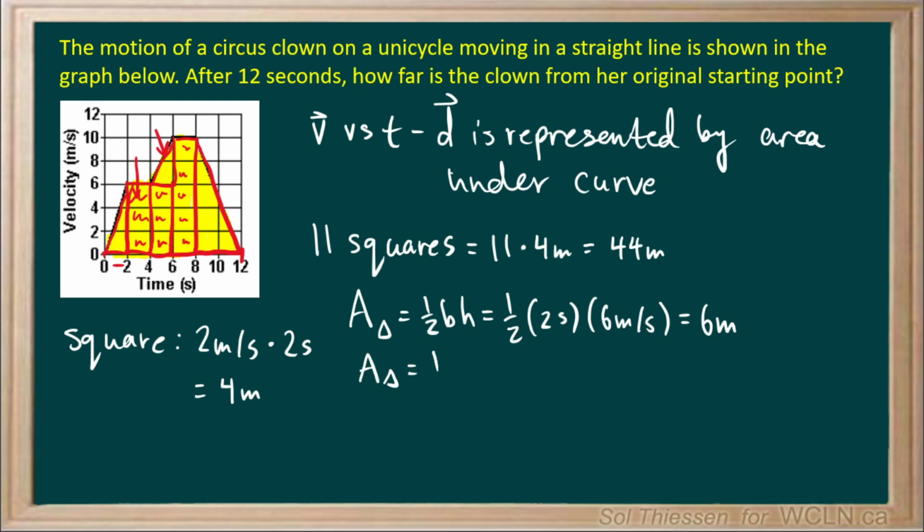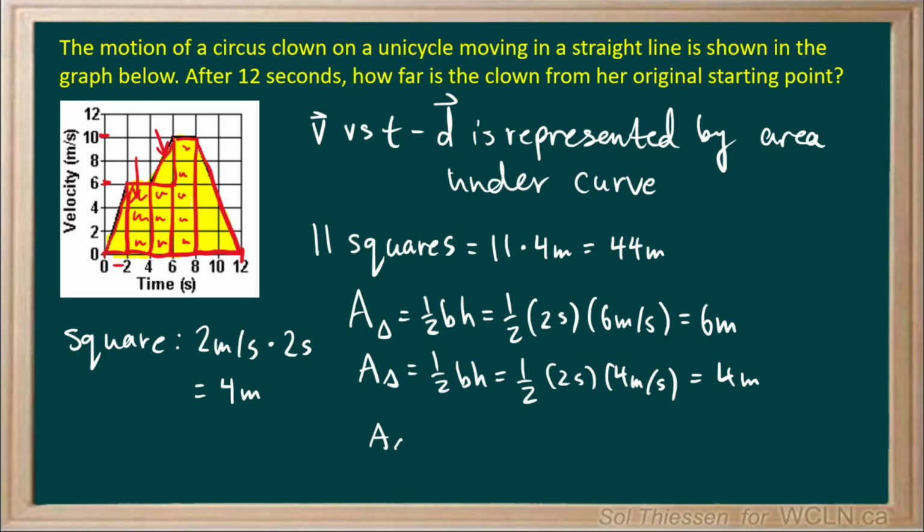Then for the next little triangle here, its area is again going to be 1/2 base times height, where the base is again 2 seconds, and the height is the difference between 10 meters per second and 6 meters per second, so 4 meters per second. So it'll be 4 meters.